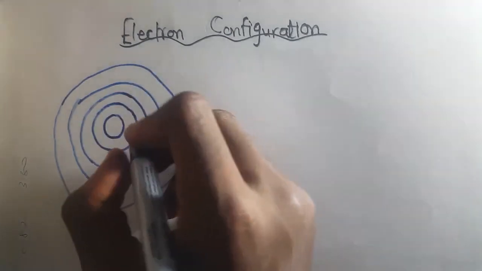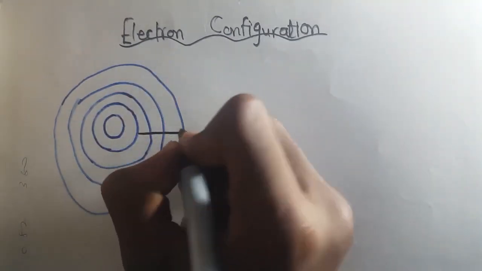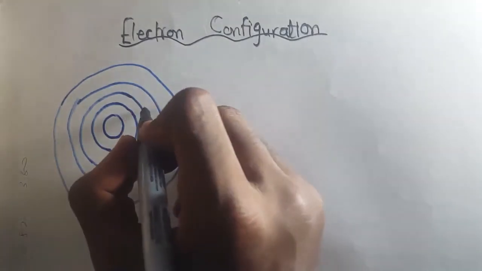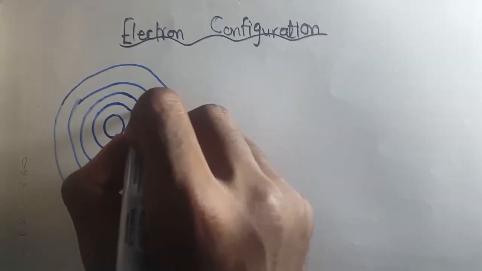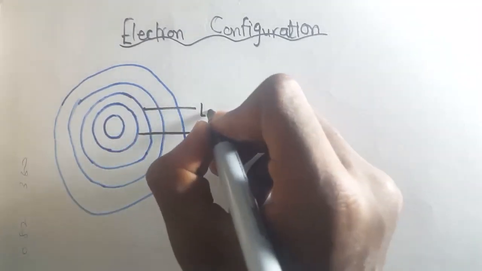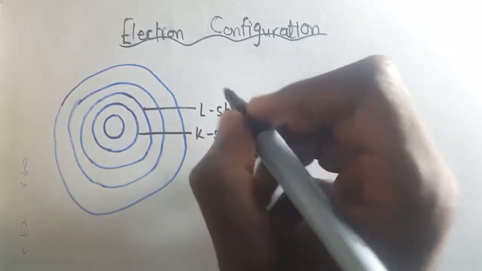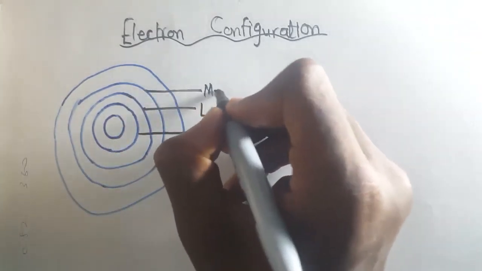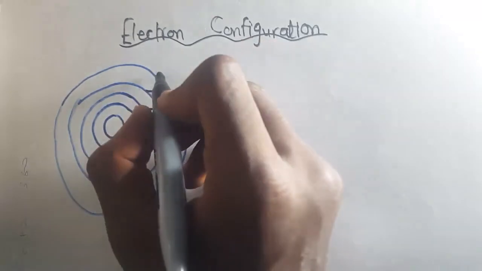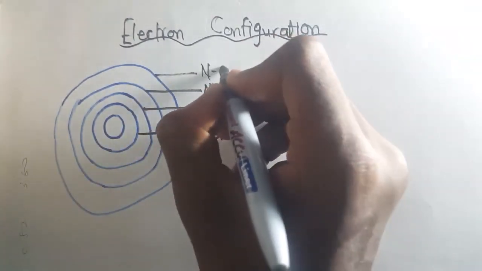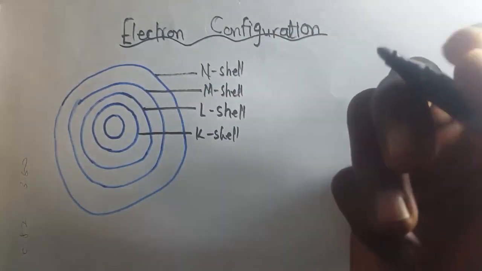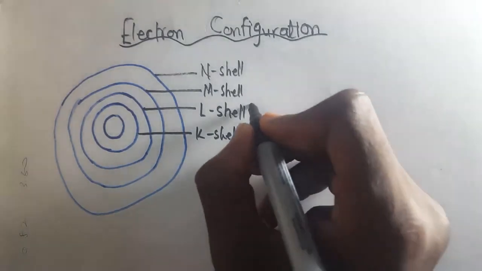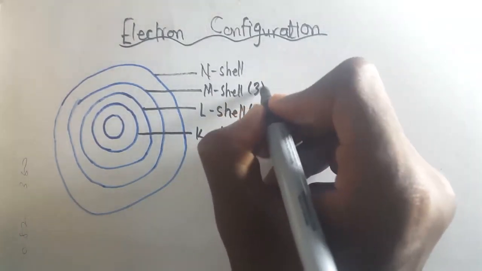So this first one, we call this the first shell. It's called a K shell, followed by this one, L shell, in alphabetical order, K, L, then M shell, then N shell. K shell, L shell, M shell, N shell. So the K shell is the first shell, L is the second, M is third, and so on, N is fourth.